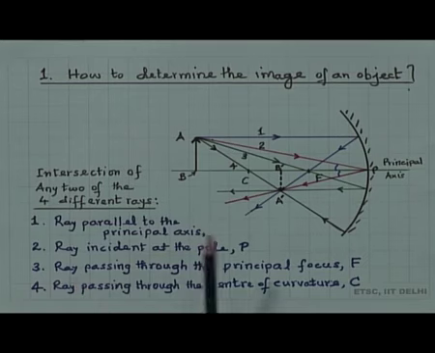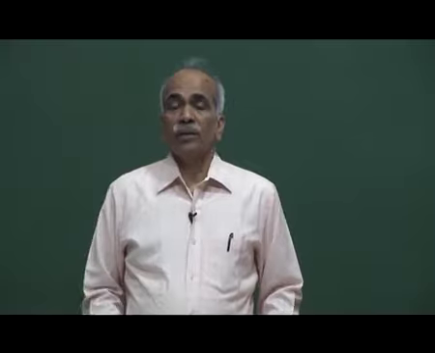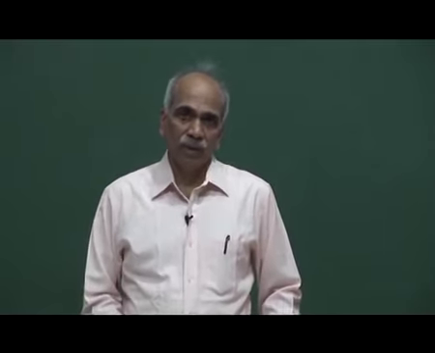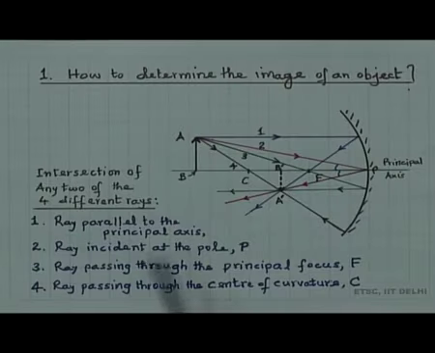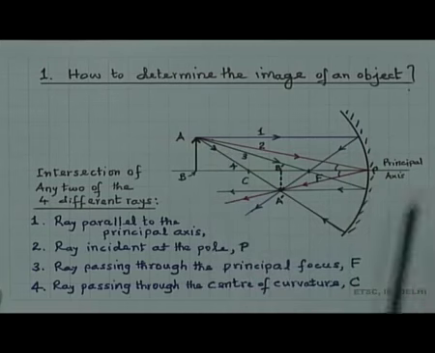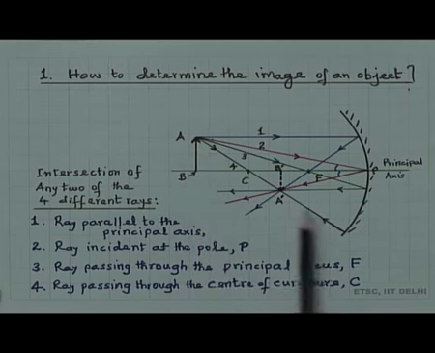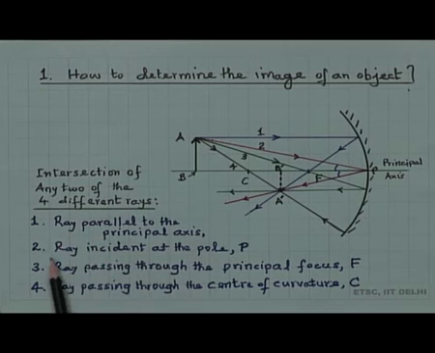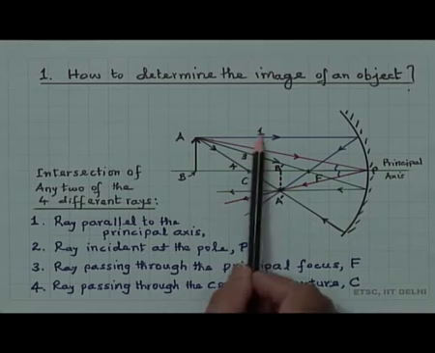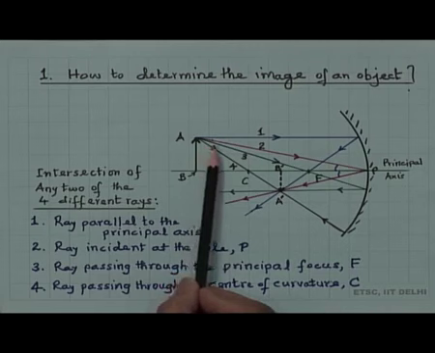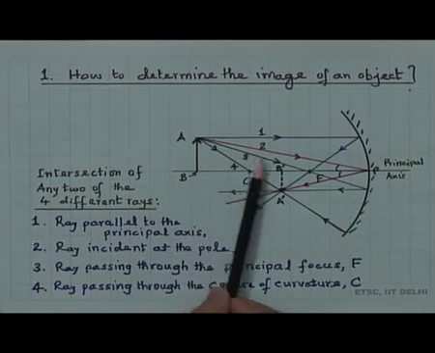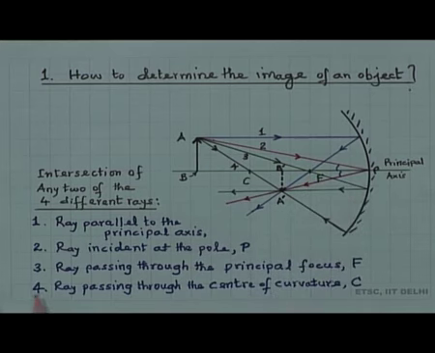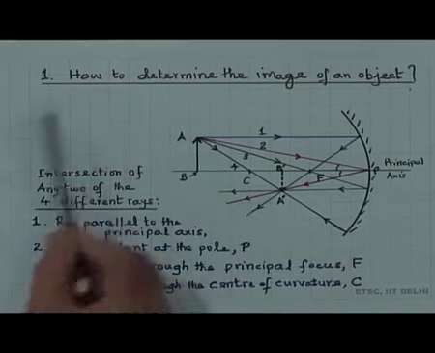Depending on the application, depending on the situation, we may consider any two suitable rays to determine the point of intersection and hence the location of the image. We will see that there are certain circumstances when you can consider the parallel ray and one of these rays. Sometimes it is not possible to consider these, then you may consider these or whichever is convenient depending on the problem. But any two of the four different rays: the ray parallel to the principal axis, the ray incident at the pole, the ray passing through the principal focus, which will be rendered parallel, and the fourth, a ray passing through the center of curvature, which will retrace its path.